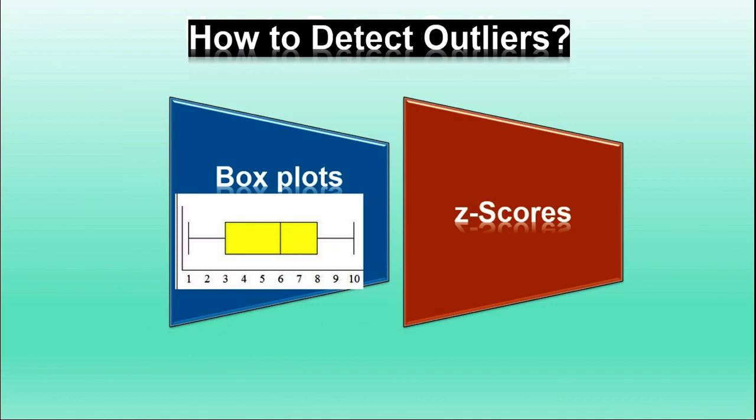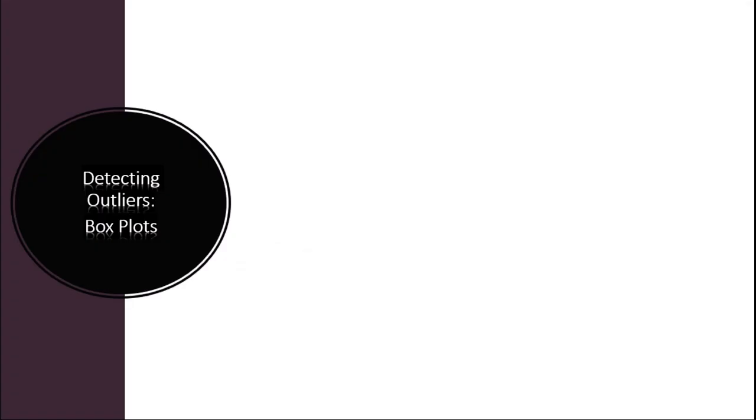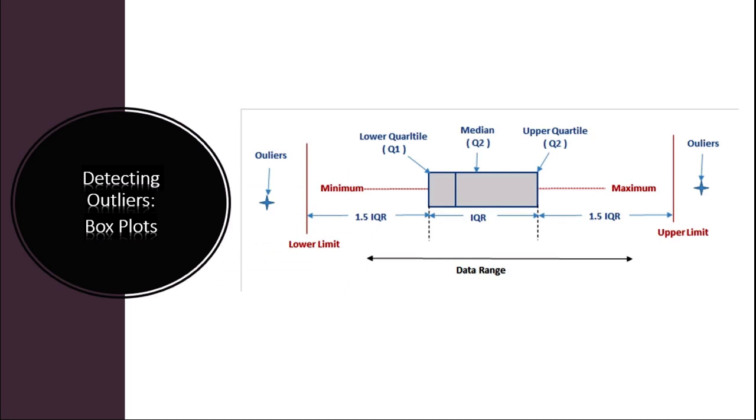How do we detect outliers? You can detect them by graph or by z-scores. We can use box plots as shown. Here are Q1, the median, and Q3. The lower inner fence equals Q1 minus 1.5 times IQR, and the upper inner fence equals Q3 plus 1.5 times IQR. Outside the inner fences are the outliers.